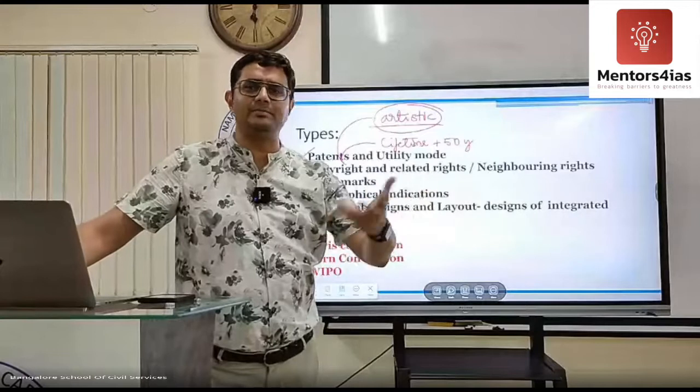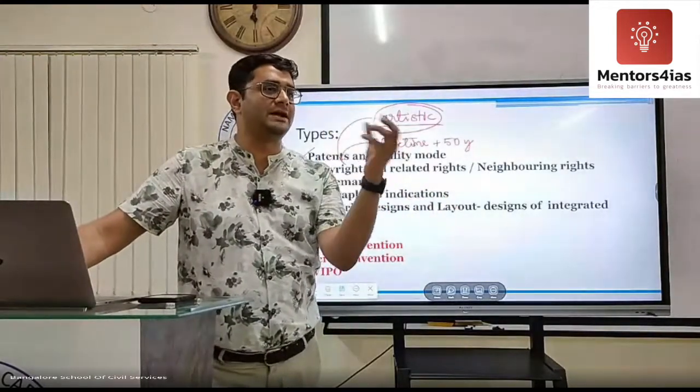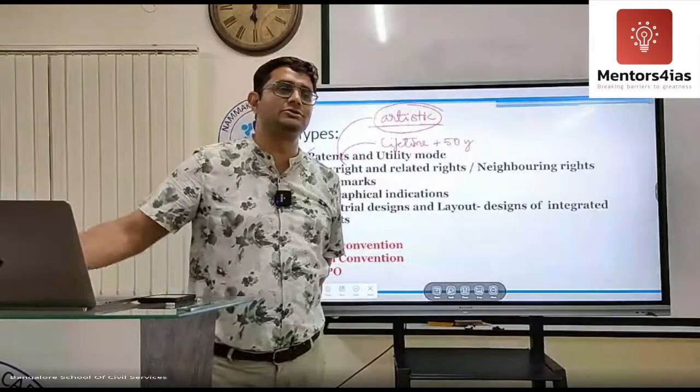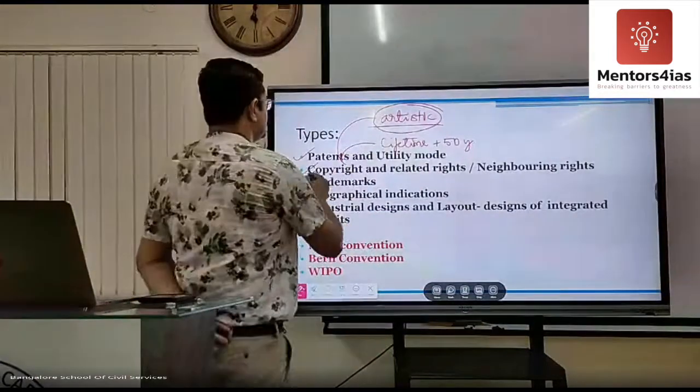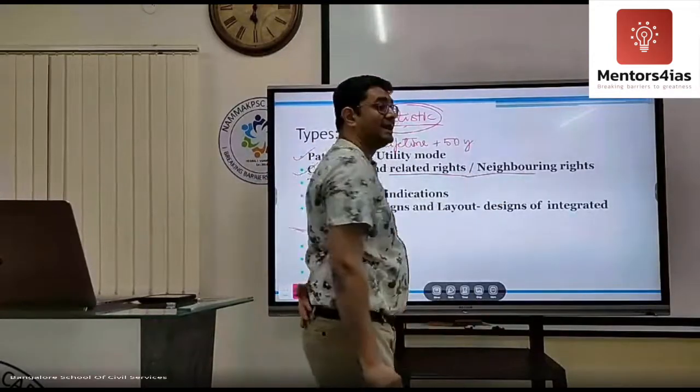Many people who have written books, literature books, have created a trust. From that, the money will be used for contribution to other works like that. So that is copyright, for artistic work. Next is related rights or neighboring rights.